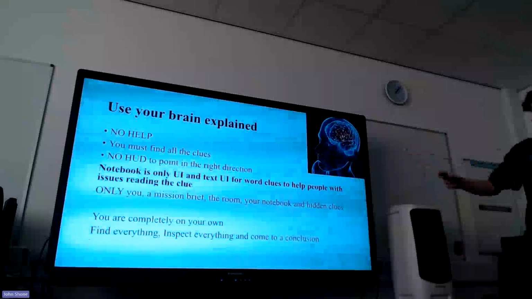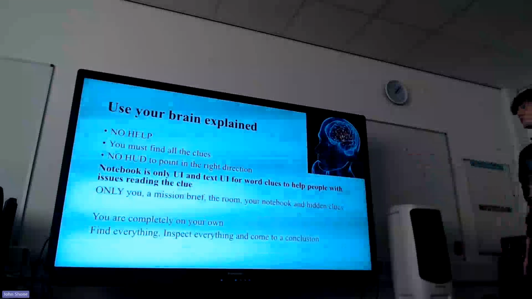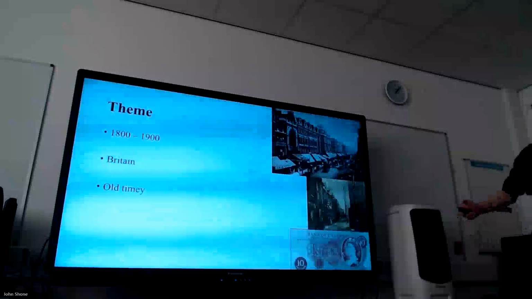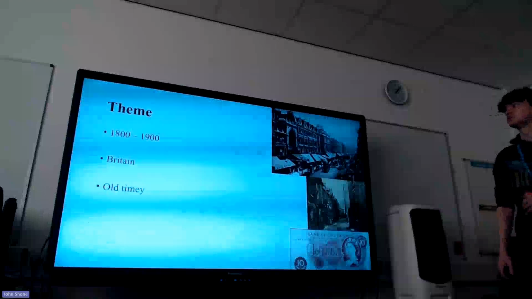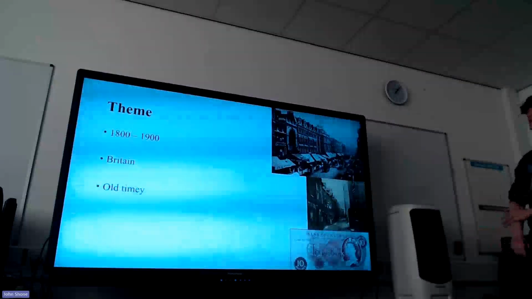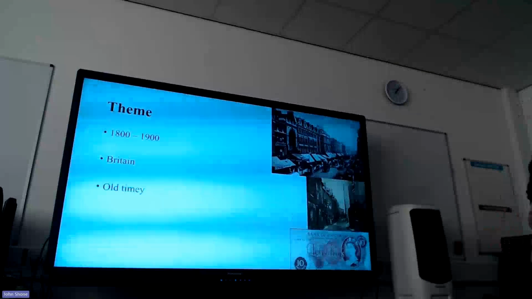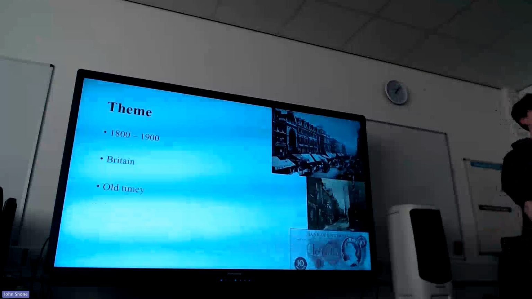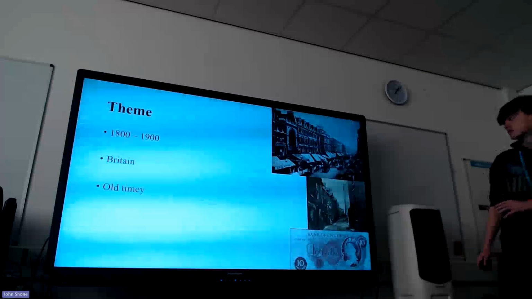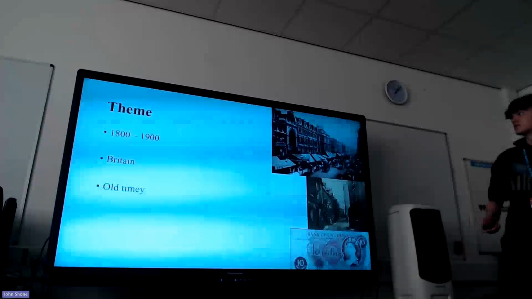As I said earlier, there's only you, a mission brief, the room, your notebook, and hidden clues, and you have to find everything and come to your own conclusion. The theme is going to be set in the same time frame as the book, the 1800s to 1900s Britain. It's all going to be old, worn down buildings. It's not like the posh area. Some maps might be the posh area, but mainly the older, more worn down, poor areas of the UK.